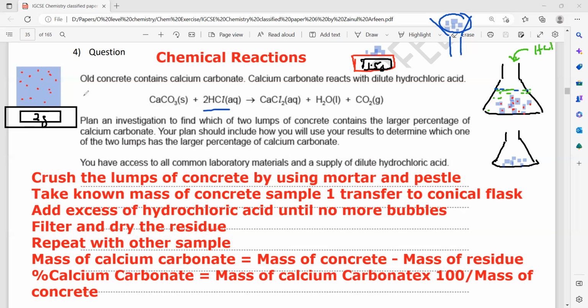So how much calcium carbonate was there in the sample? At the start, it was 2. And then after the reaction, 1.5 grams of concrete is left. So what mass of calcium carbonate is there? We just subtract. That's what I mentioned here. Mass of calcium carbonate is mass of concrete minus mass of residue. This was the residue, and this was the mass of the concrete, which includes calcium carbonate as well. And to get the percentage, mass of calcium carbonate times 100 divided by mass of concrete.